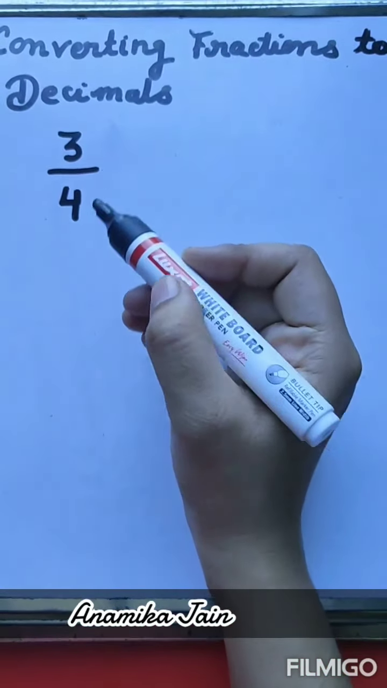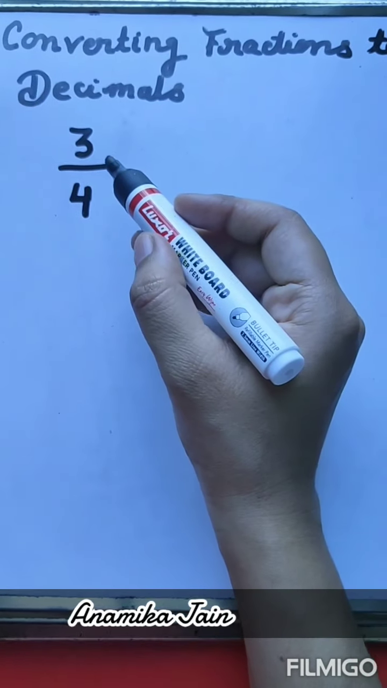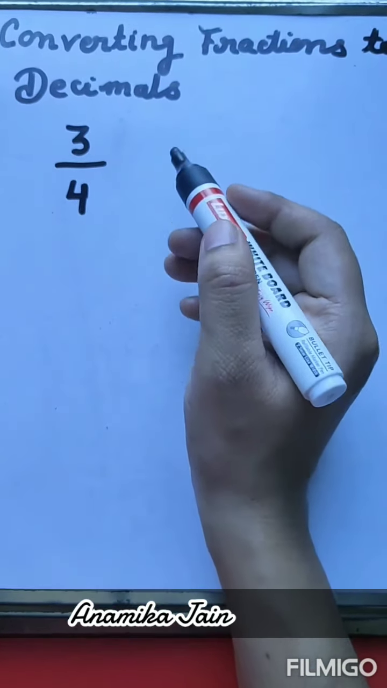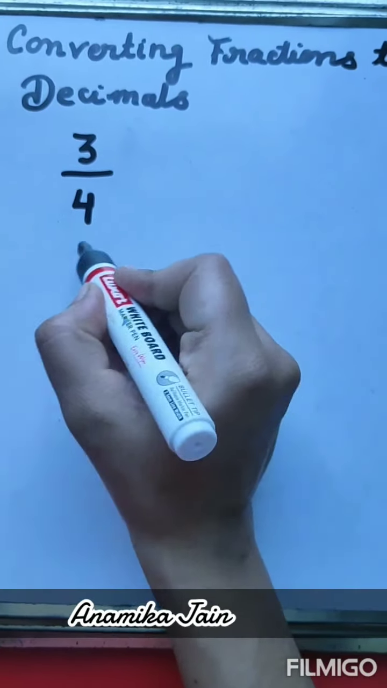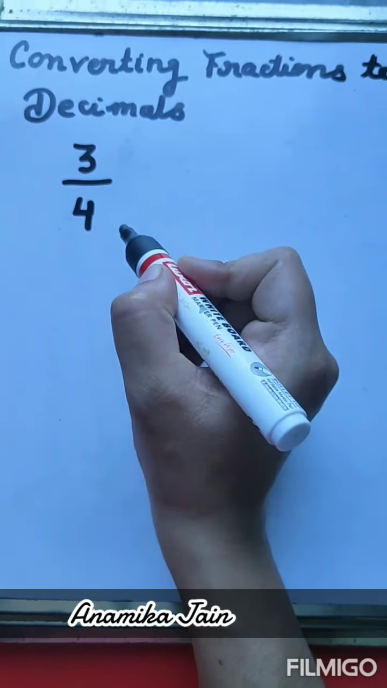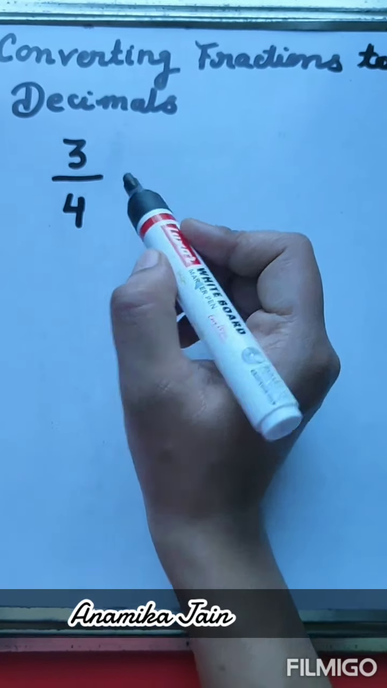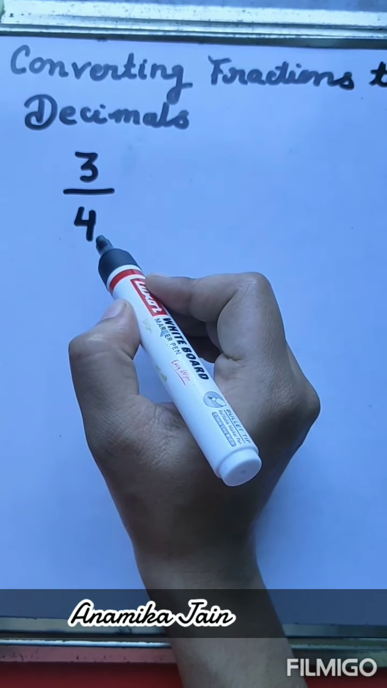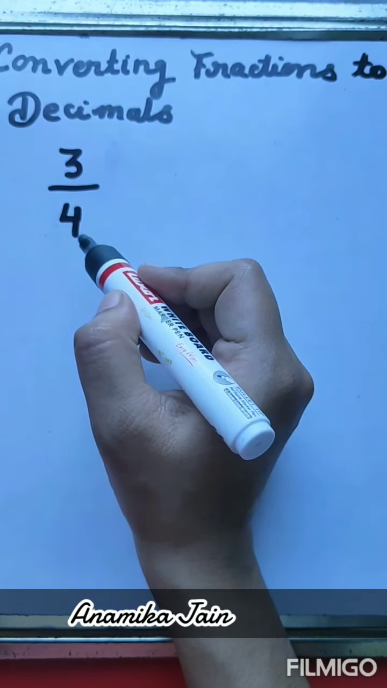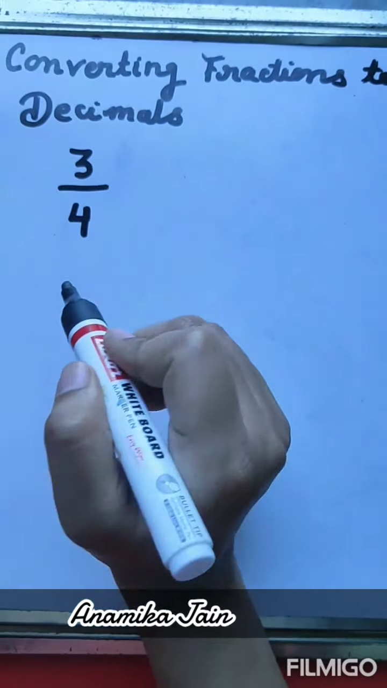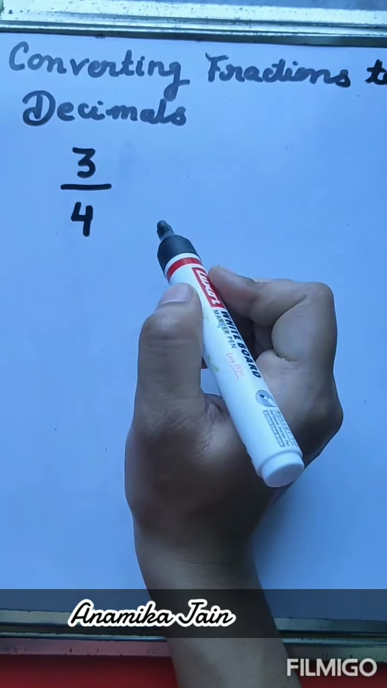Here I have taken another example. We have to convert the fraction 3 by 4 into decimal. We know that if the denominator is 10, 100, 1000, we can easily convert a fraction into decimal form. But here the denominator is 4. So we have to make it either 10, 100 or 1000. So how do we make it equal to 10, 100 or 1000?